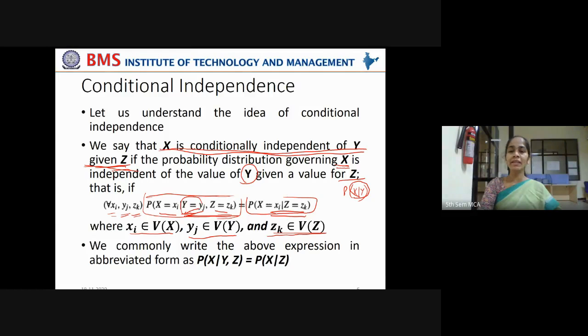Right? Now we commonly write the above expression in the abbreviated form, for simplicity's sake. Instead of X equal to Xi, X represents all possible values of X. So you can simply write it as, I'm reading it again, probability of X being conditionally independent of Y given Z, you can write it as probability of X given Z directly by eliminating Y, because X is conditionally independent of Y. X doesn't depend on Y's value. That is why you have eliminated it and written it as P of X given Z.